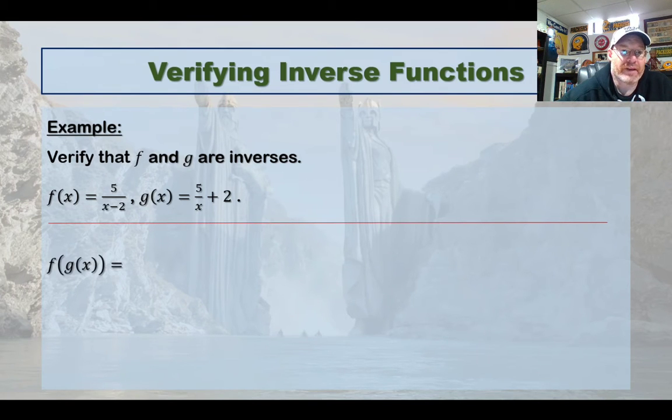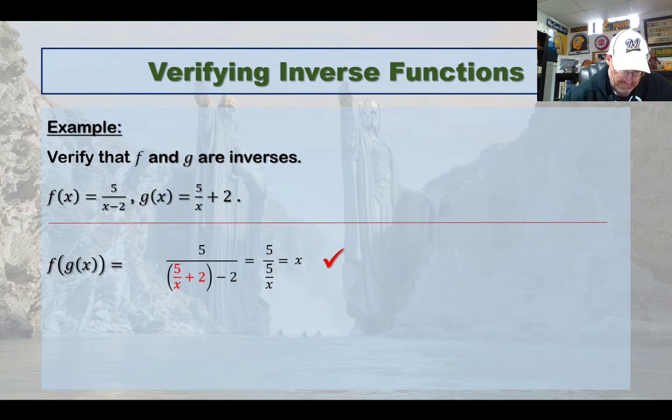So we'll start with f of g. That means we're going to take the g and plug it into the x that's in f. The 2's cancel. You got 5 over 5 over x. Multiplied by the reciprocal, you get x. Okay, and that's exactly what we need to show to verify that two functions are inverses.